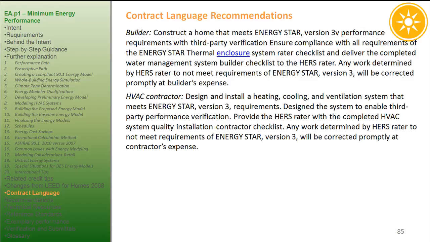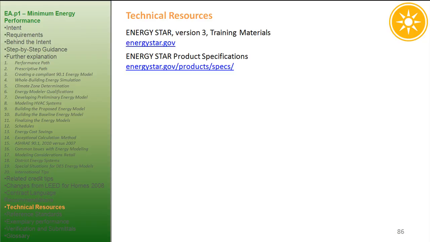HVAC contractor, design and install a heating, cooling, and ventilation system that meets Energy Star, version 3, requirements. Design the system to enable third-party performance verification. Provide the HERS rater with the completed HVAC system quality installation contractor checklist. Any work determined by the HERS rater to not meet requirements of Energy Star, version 3, will be corrected promptly at contractor's expense. Technical resources. Energy Star, version 3, training materials.